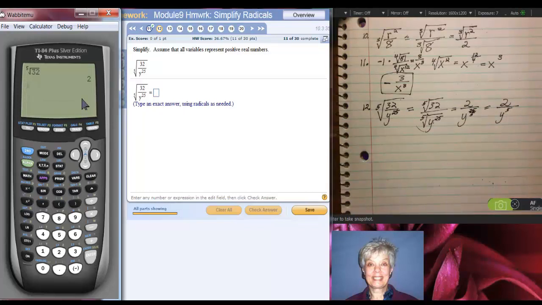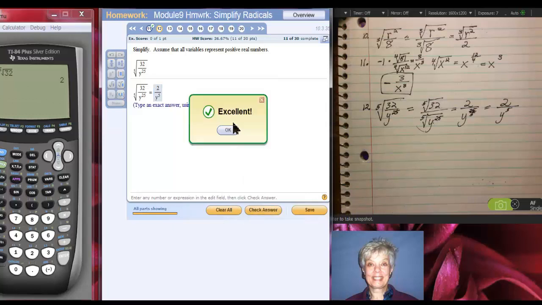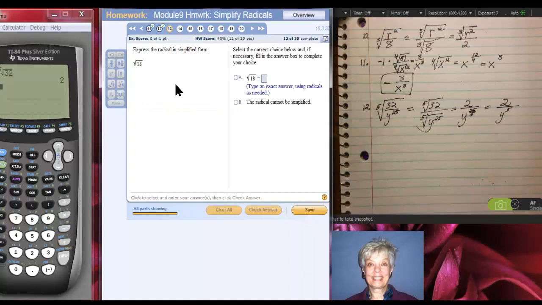Now let's put the answer in. Fraction, 2 over y, looking for y, and then the exponent key, fifth power. Let's see if I'm right. Excellent. I love it. You get in a rhythm. Now, this is where it starts getting hard. This is where you have to know what your perfect roots are.